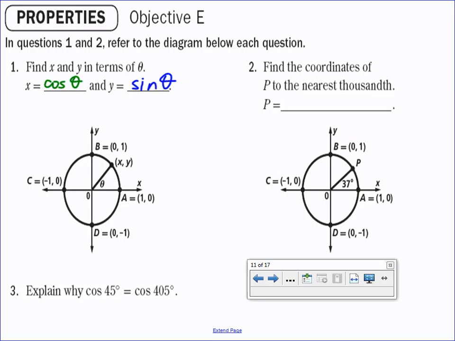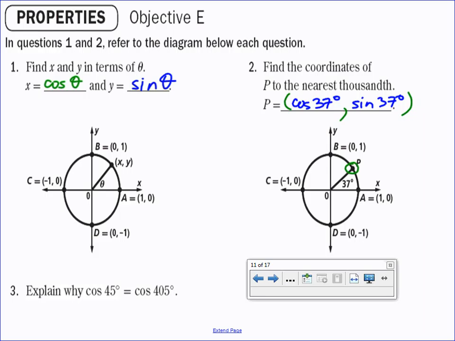And so if we wanted to find the coordinates of point P, we could simply go to my circle. Here we are. Let's find point P. Looks like point P resulted by rotating the point (1, 0) 37 degrees. So my x-coordinate is the cosine of 37 degrees, and the sine of 37 degrees is my y-coordinate.